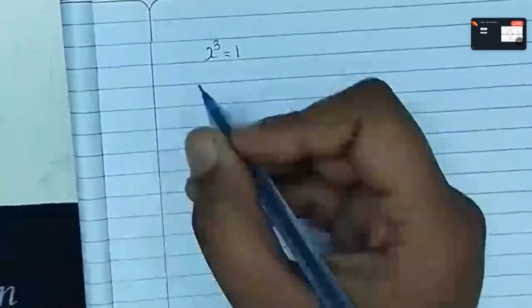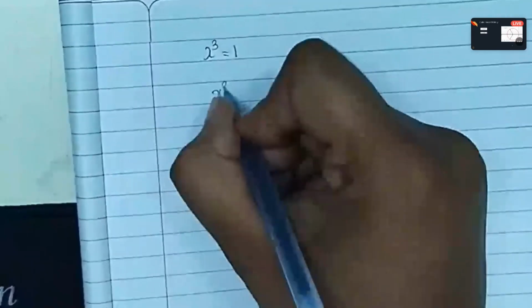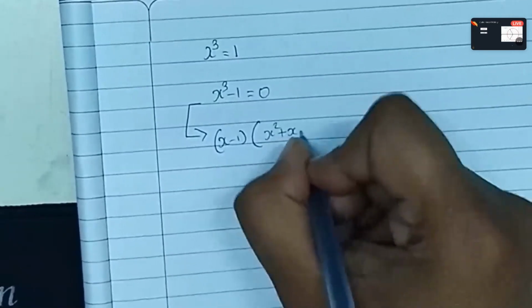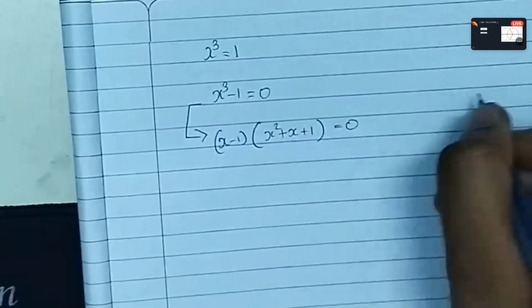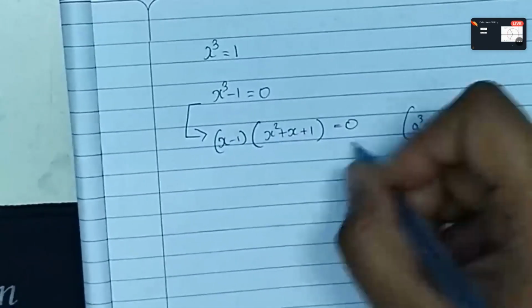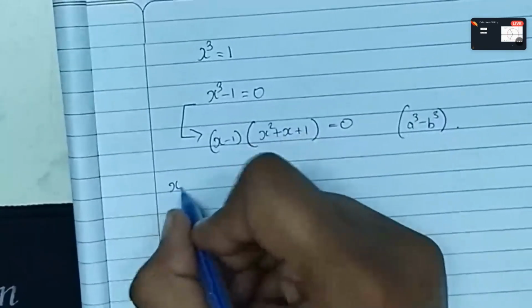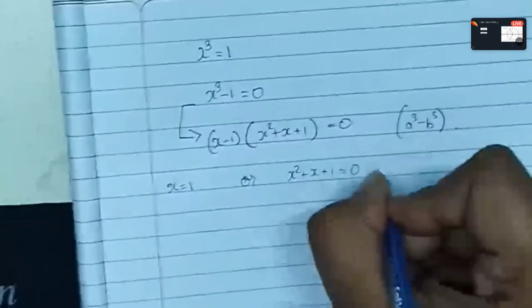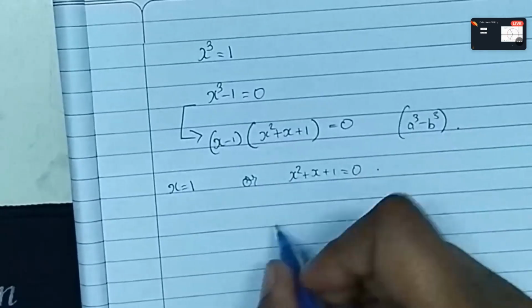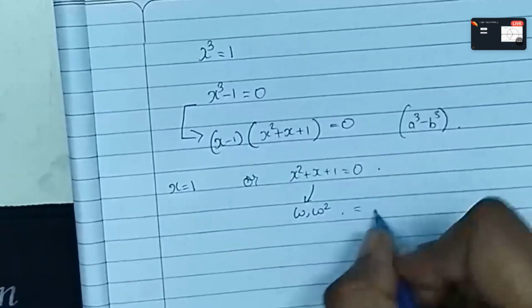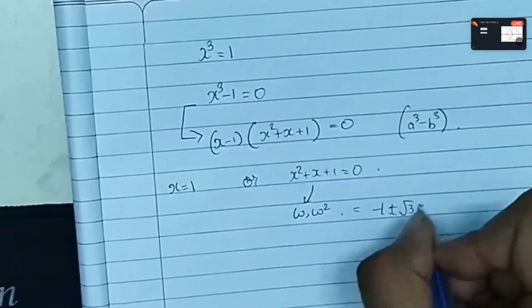Yeah, you can see now, right? So this is basically x cube minus 1 equals 0. We can simplify this as x minus 1 times x square plus x plus 1, from the polynomial formula that we know of, like a cube minus b cube. Now we can see that the solution is either x equals 1 or x square plus x plus 1 equals 0. This has two roots, omega and omega square, and they are minus 1 plus minus root 3 iota by 2.